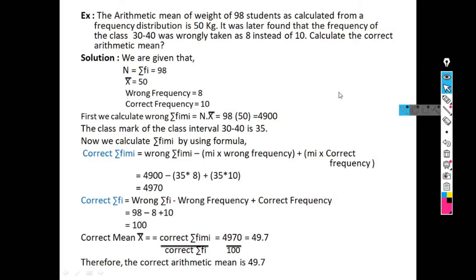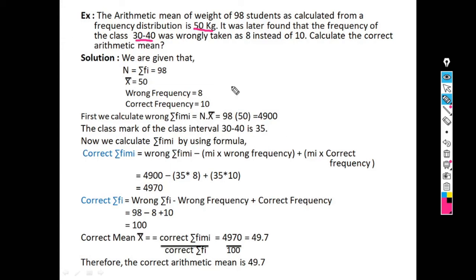Suppose the arithmetic mean of weight of 98 students as calculated from a frequency distribution is 50 kg. It was later found that the frequency of the class 30 to 40 was wrongly taken as 8 instead of 10. Calculate the correct arithmetic mean.